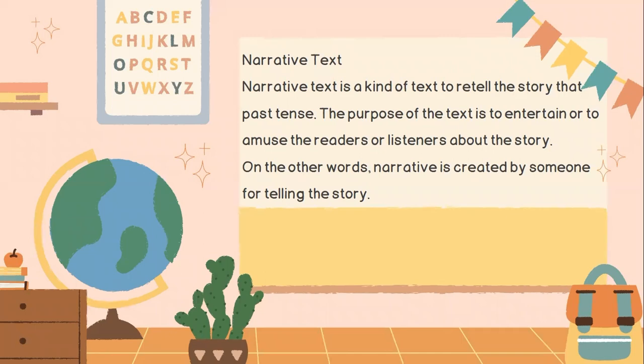Do you guys know what narrative text is? Okay, let me explain. Narrative text is a kind of text to retell the story in past tense. The purpose of the text is to entertain or to amuse the readers or listeners about the story. In other words, narrative is created by someone for telling the story. It is included in fiction stories. Okay?